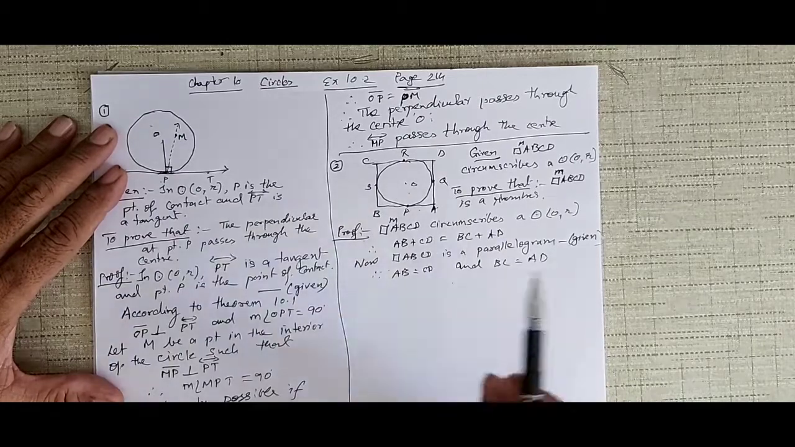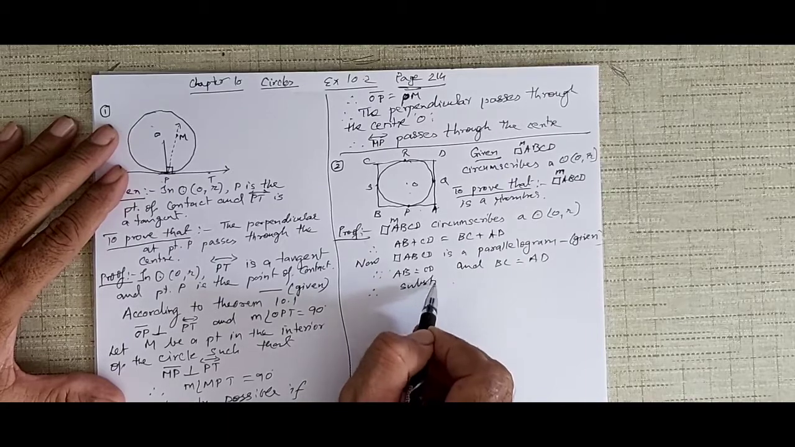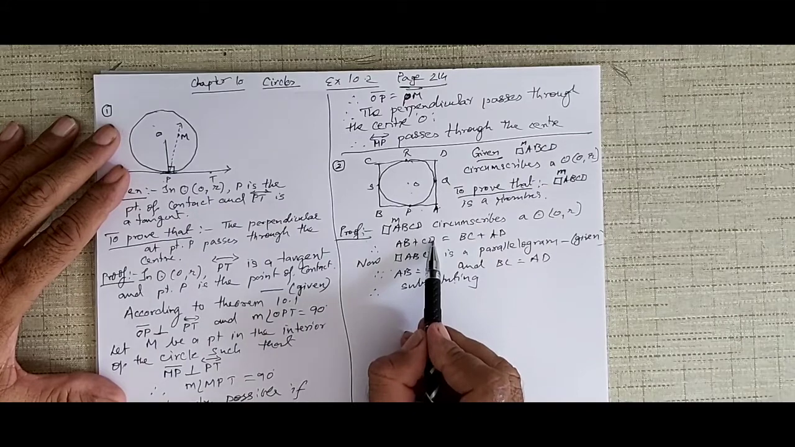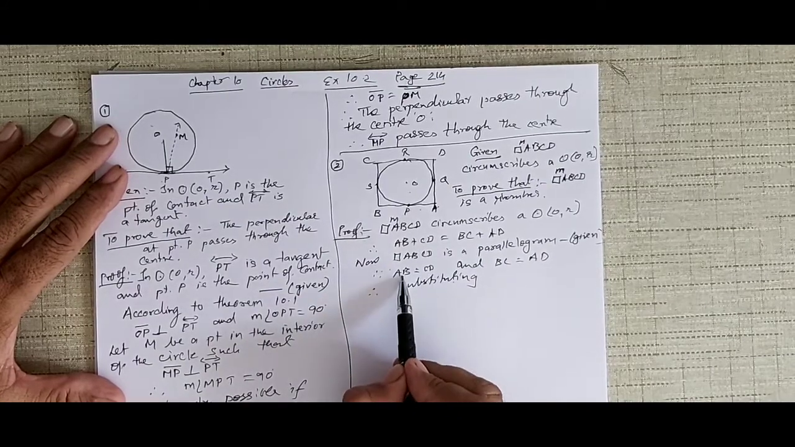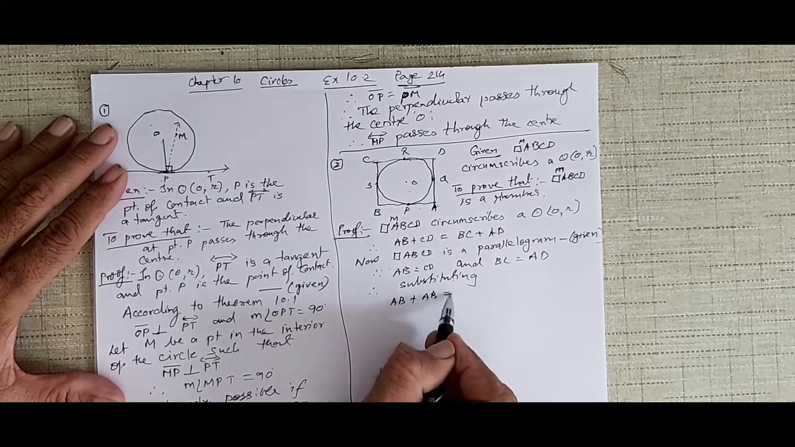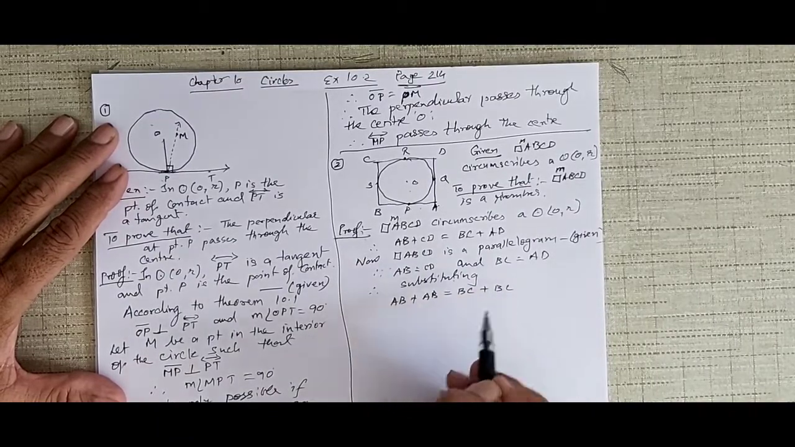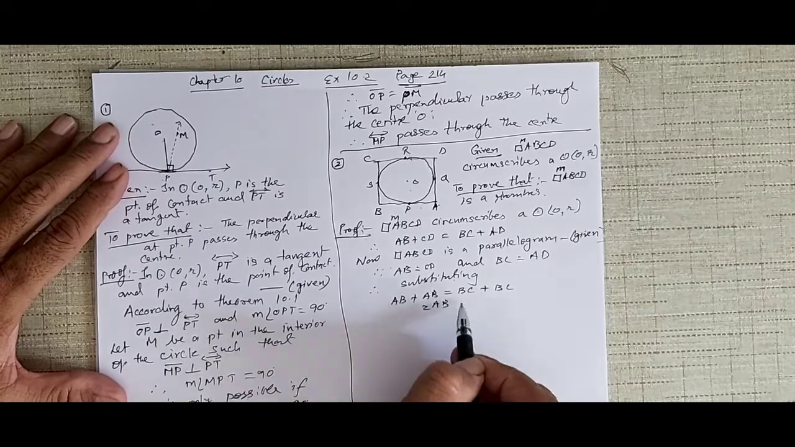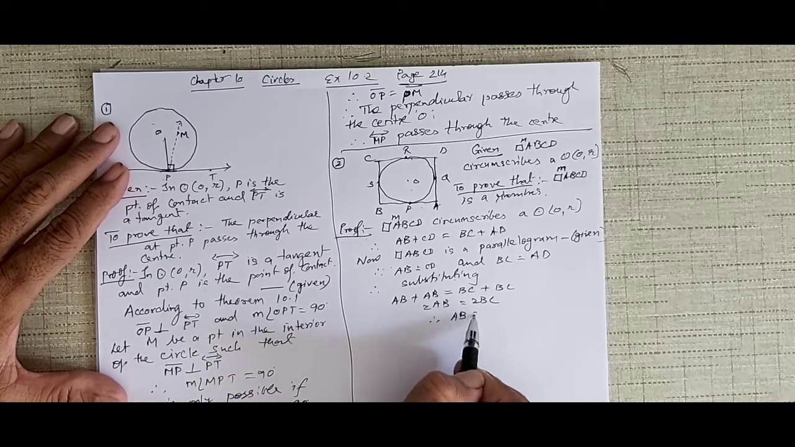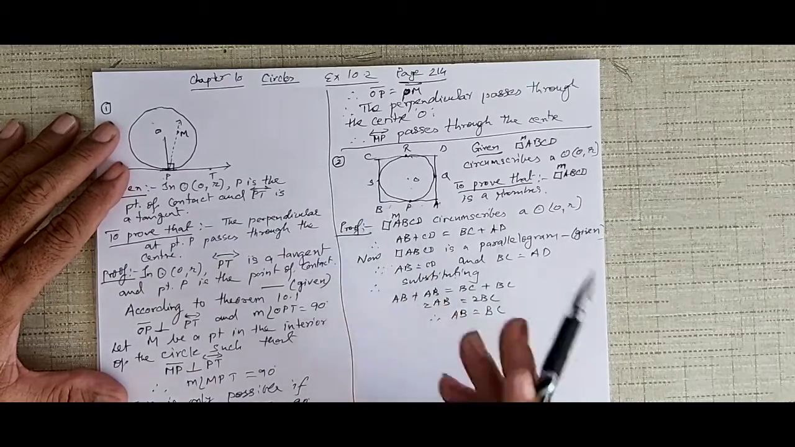By definition, opposite sides. Now, substituting: AB plus CD, in place of CD I can write AB, so AB plus AB is equal to BC plus AD, and instead of AD, I can write BC. So twice AB is equal to twice BC. Therefore, AB is equal to BC. That means AB is equal to BC, adjacent sides.